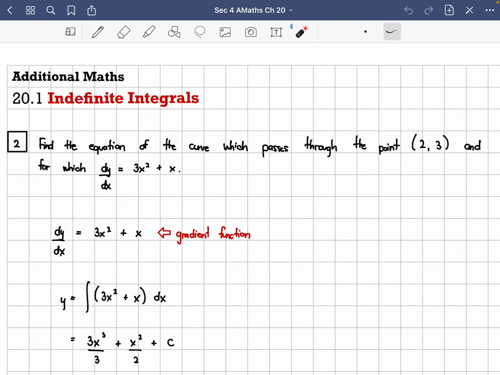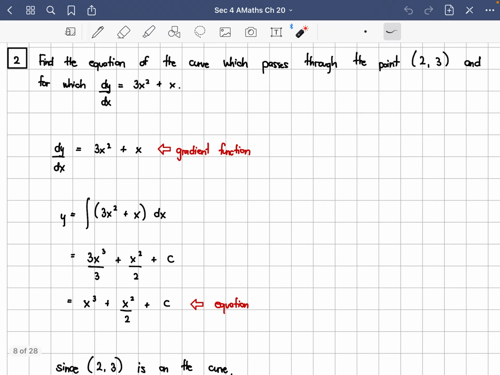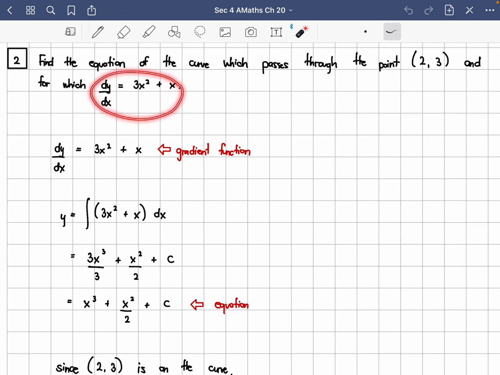Now, we should understand that this given equation here is the gradient of the function right away. So this is the derivative of y. Now, what we're after here is to get the original equation before we derived it. So how do we undo a derivative? Or how do we go back to the original equation or function? Of course, we just apply integration in this question. That's how we go back to the original equation.